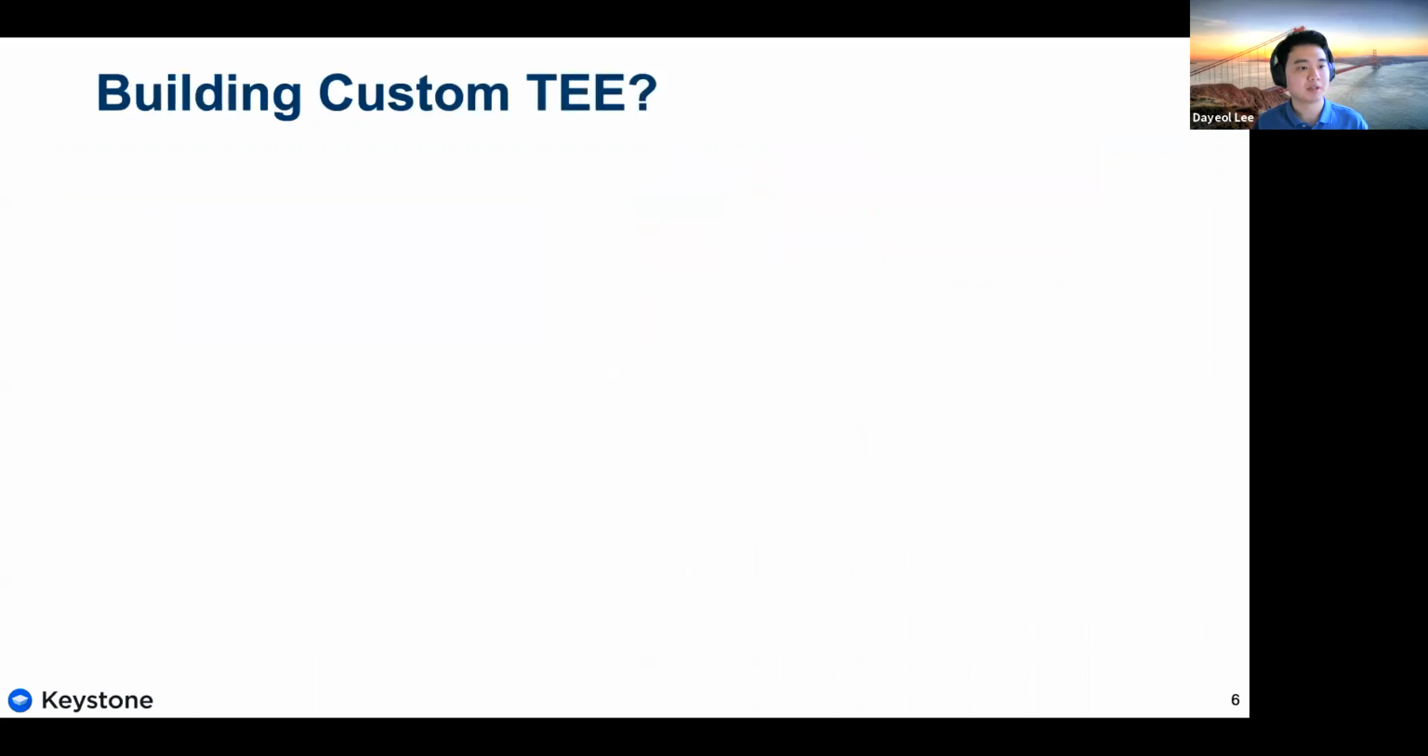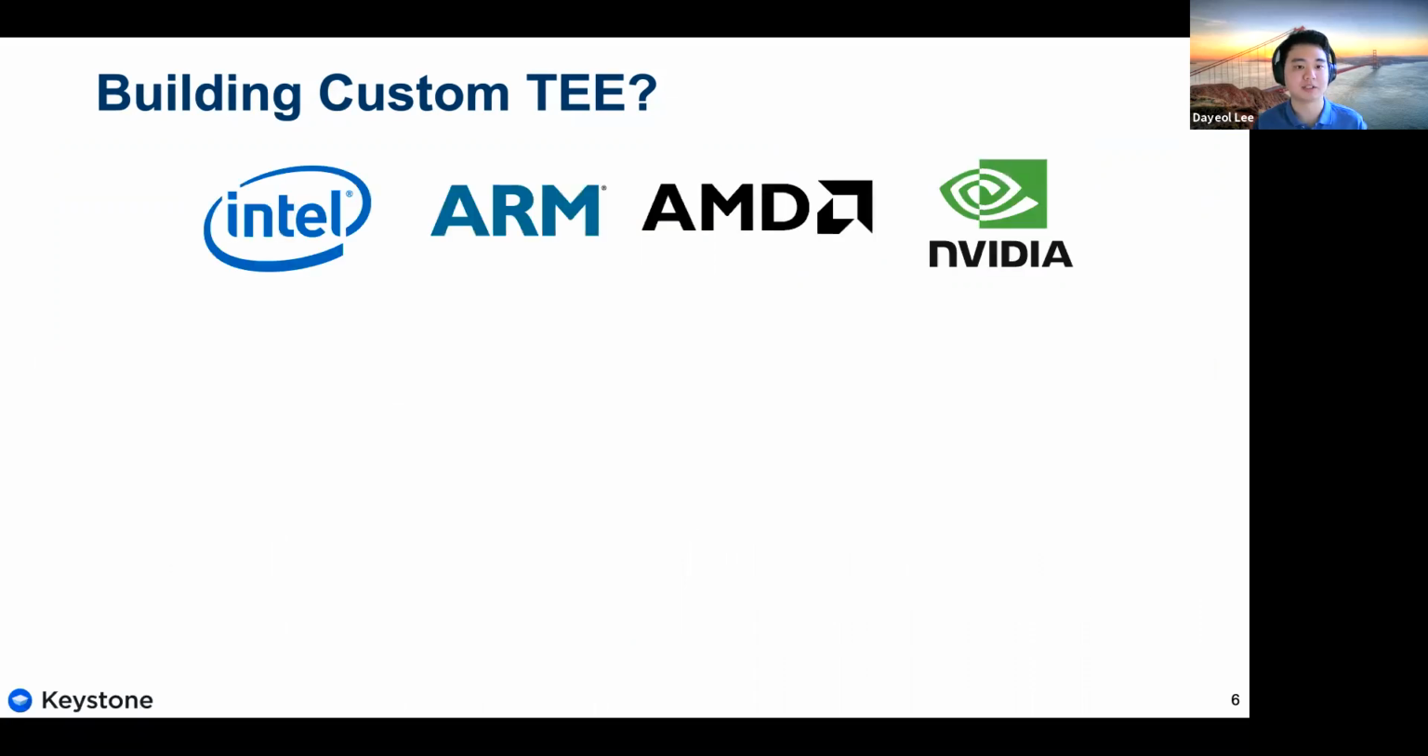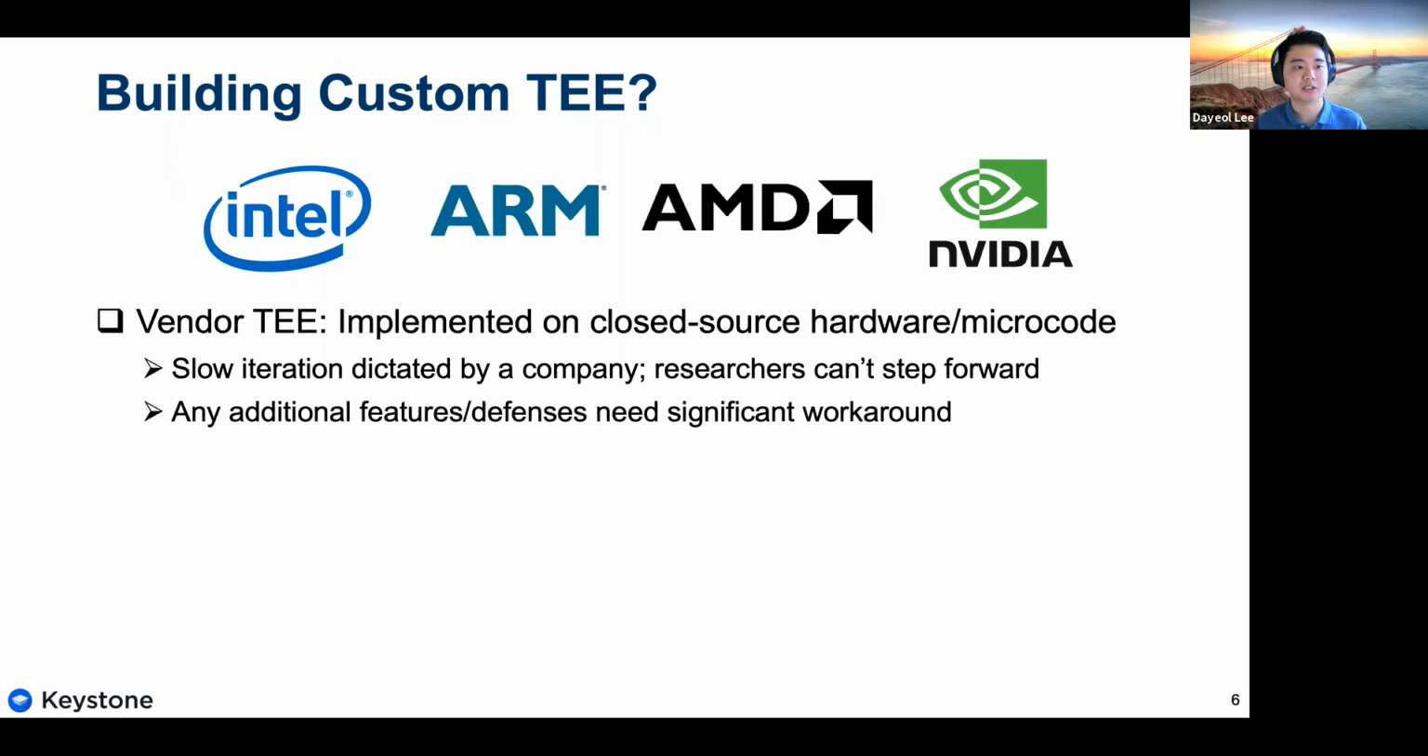So if you think that you want to build a custom TEE of your taste, now all the major hardware vendors have added some TEE capability to their processors. For example, Intel SGX or TDX, ARM TrustZone, AMD SEV, and so on. But if you were to build a custom TEE, you cannot use any of these vendor TEEs, because these implementations on these platforms are not open source. This is simply because they don't disclose their hardware or microcode or firmware.